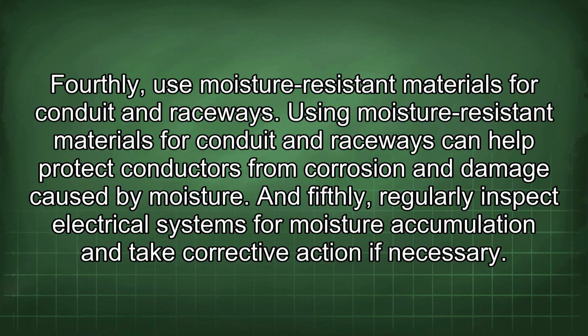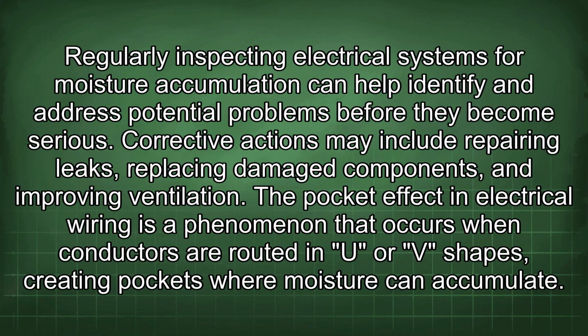And fifthly, regularly inspect electrical systems for moisture accumulation and take corrective action if necessary. Regularly inspecting electrical systems for moisture accumulation can help identify and address potential problems before they become serious. Corrective actions may include repairing leaks, replacing damaged components, and improving ventilation.